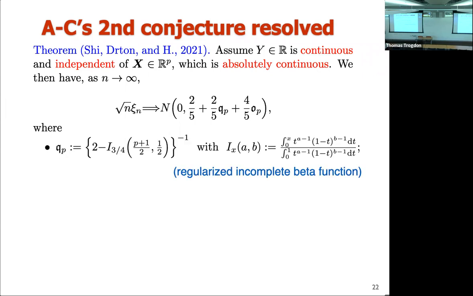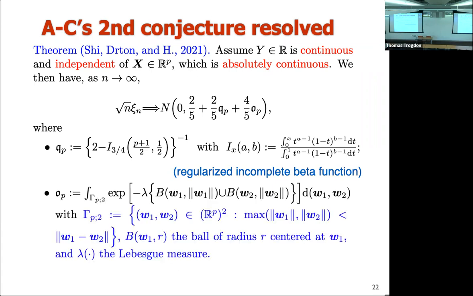And the QP is admitting this form. And OP is admitting this form. One important message is that both parameters, QP and OP, are distribution free. Again, like the Hoeffding's D case, everything on the right-hand side is explicit under the null. All right.